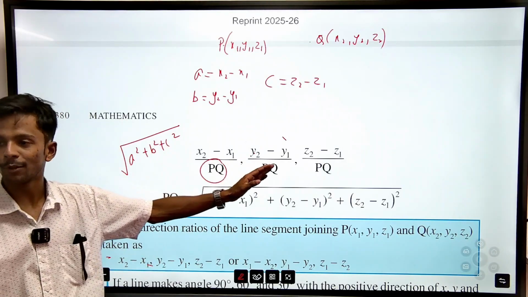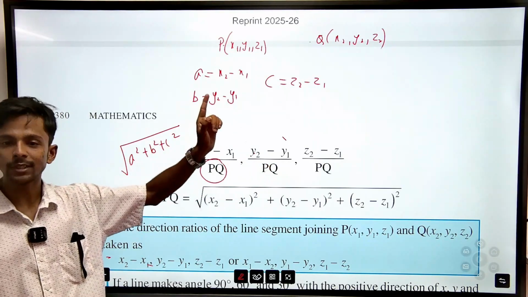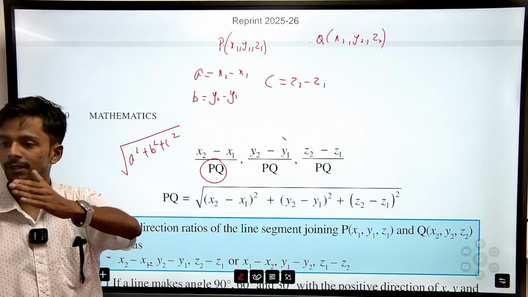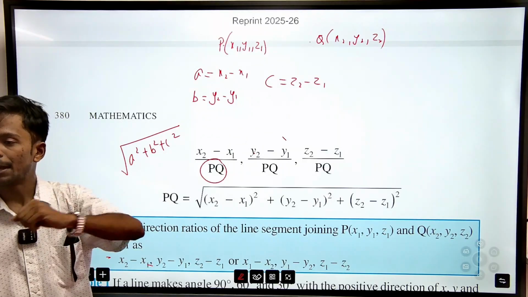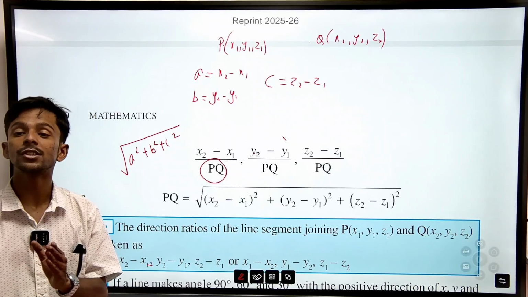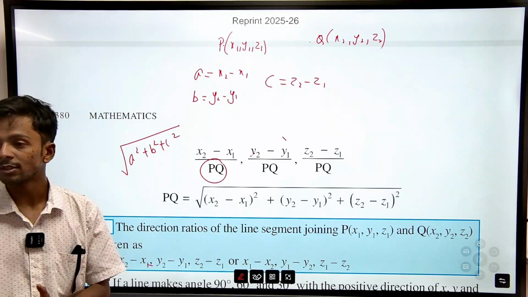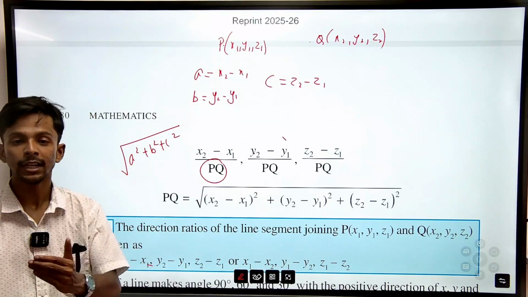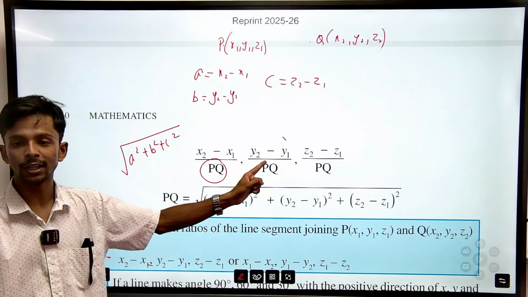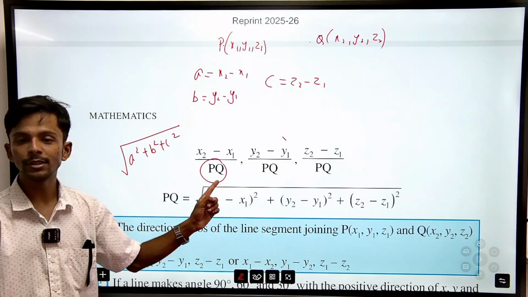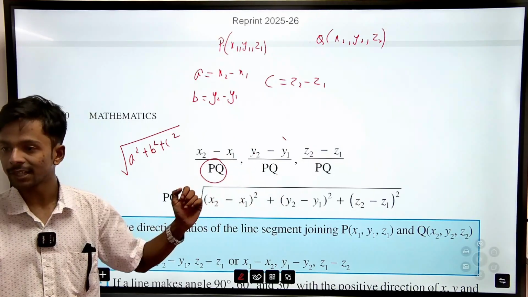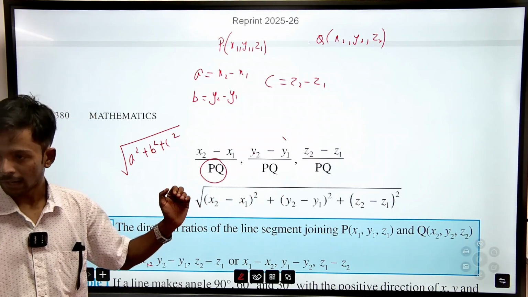So the formula remains the same. But in that case, the vector was given, not directly. So if the vector is given, you are directly using a by root over a square plus b square plus c square, b by root over a square plus b square plus c square. But here only the 2 points are given. So if the 2 points are given, first of all, you have to find the direction ratios. How can you find the direction ratios? x2 minus x1, y2 minus y1, z2 minus z1. So that's why your a, b, c is replaced by x2 minus x1, y2 minus y1, z2 minus z1. Because by using x2 minus x1, y2 minus y1, z2 minus z1, you are actually finding your a, b and c. Yes or no? Are you getting my point?